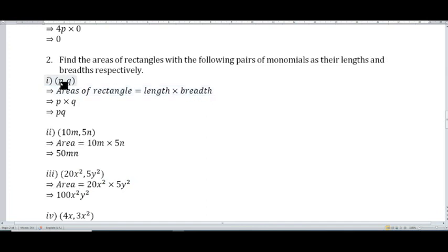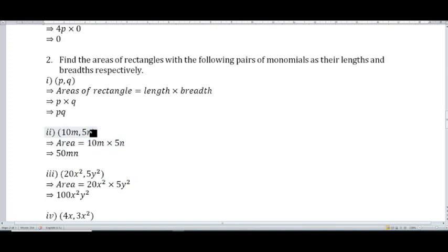Suppose p is the length and q is the breadth. That means in order to find out the area of the rectangle, you have to multiply p and q, the length and the breadth of that rectangle. By using polynomials, it is given that we multiply the monomials. So we can go to sum number 1, p. Suppose p is the length and q is the breadth. That means area of rectangle is length into breadth. That means p into q, so the answer will be pq.